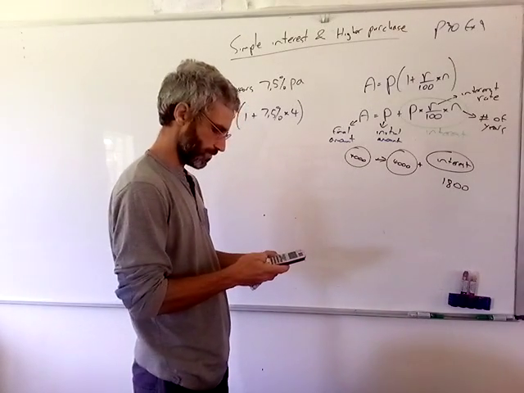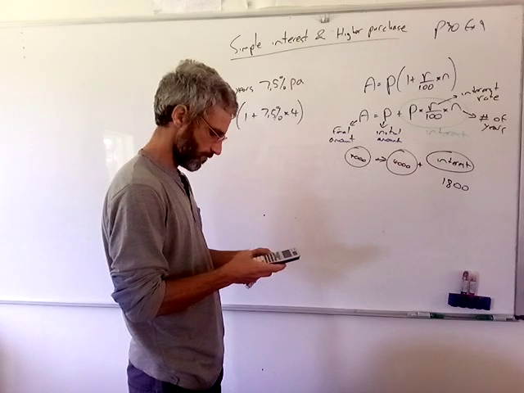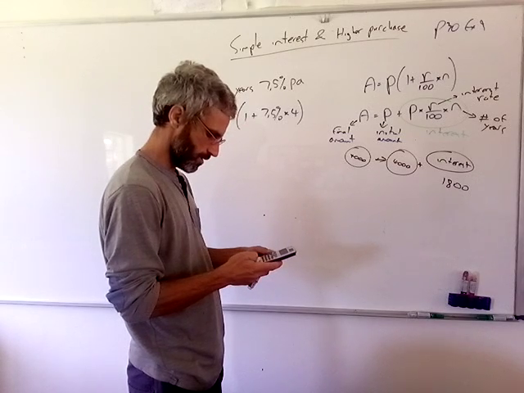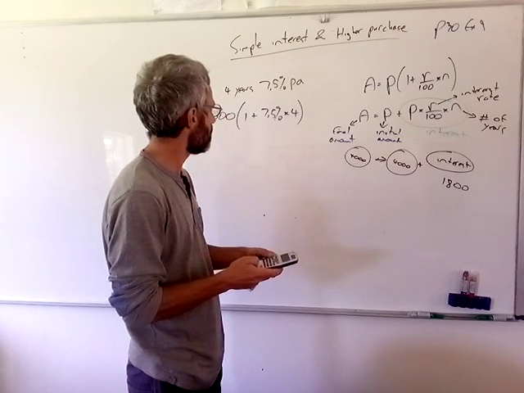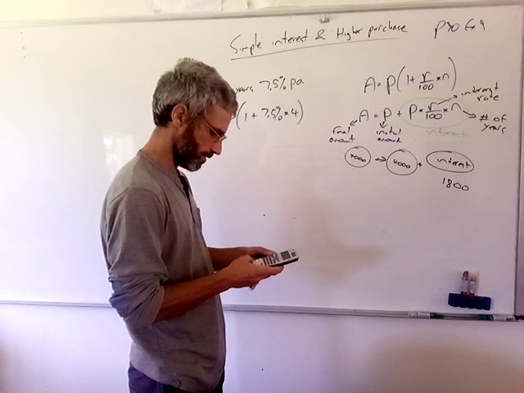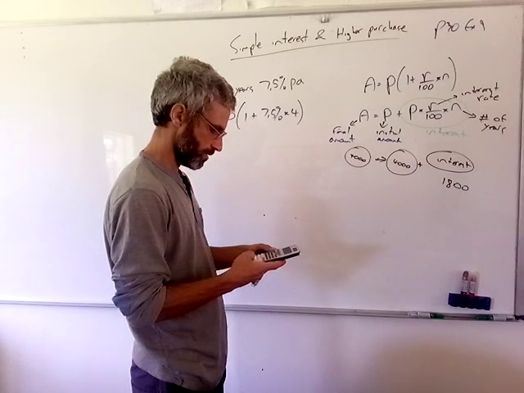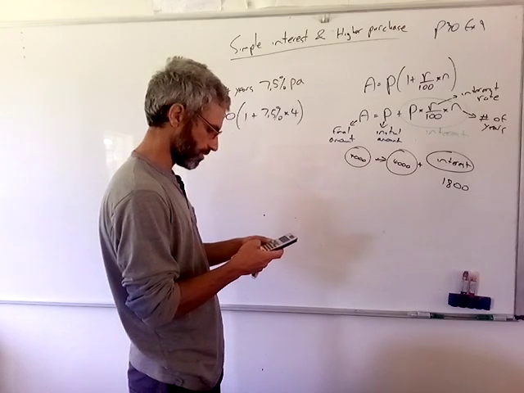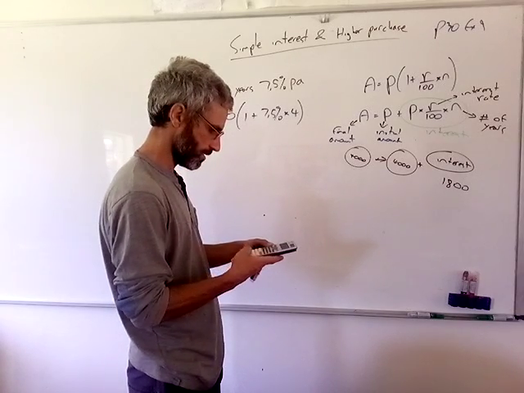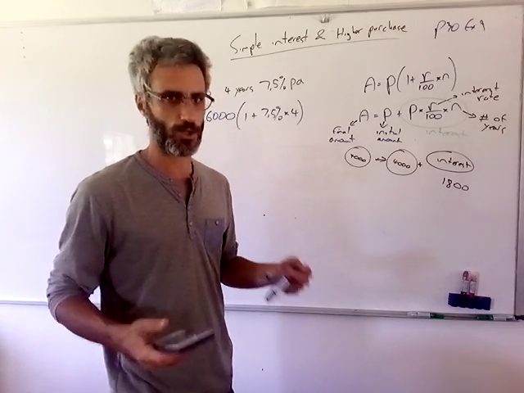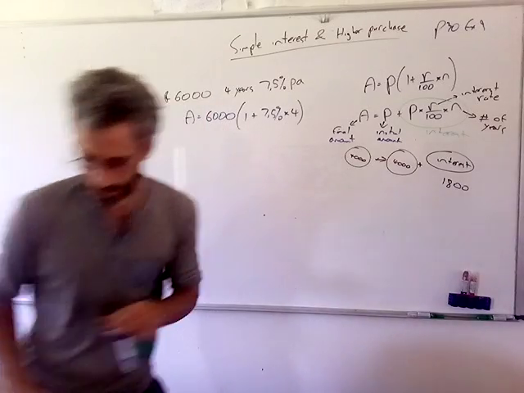If I put that in the calculator, let's have a look. Then I'm going to multiply it by 6,000, and I got 7,800. So it does work.